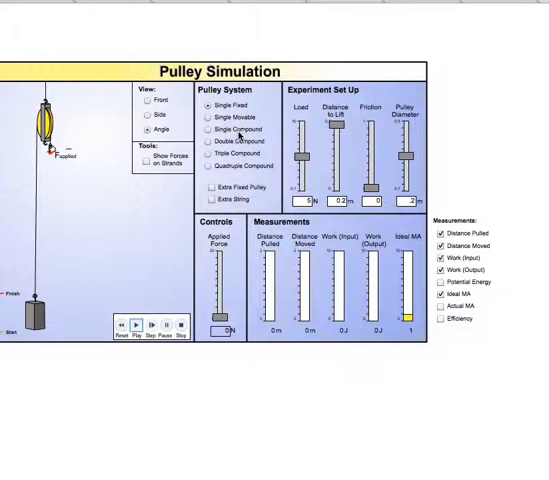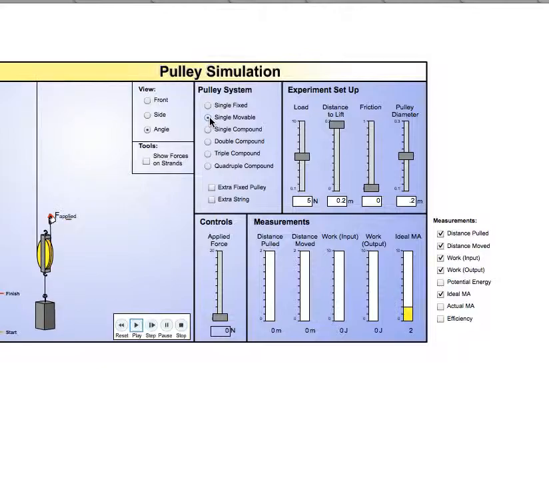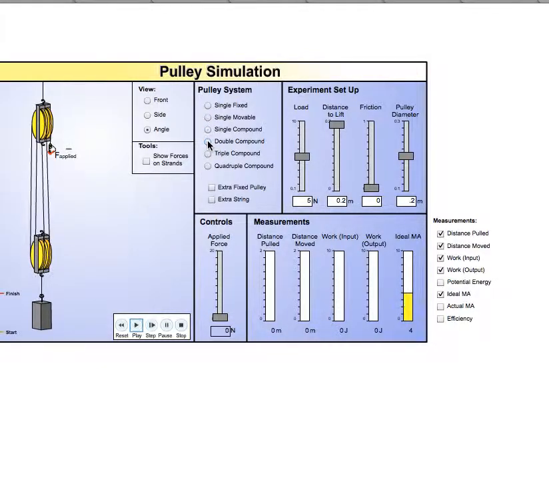You want to look at the different types of pulley systems because you are going to be responsible for knowing the difference between a fixed pulley and a movable pulley, and you can just click on them and see how that changes the pulley system and what it means for single compound, double compound, triple, quadruple, and so on. And then you can build your own when you get to that, okay? So this is one thing that you're going to want to take notes on. What do the different pulley systems look like?